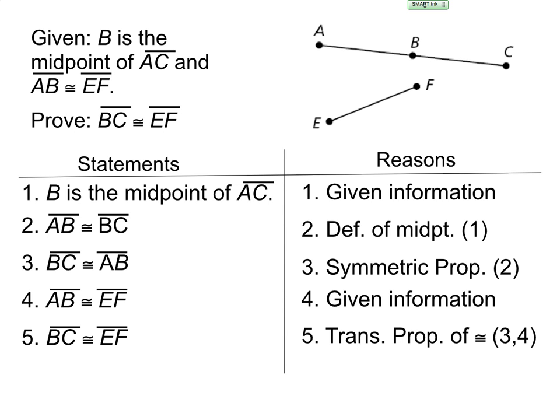Okay, then there was another given thing, segment AB was congruent to segment EF. And finally, we said the transitive property, it used lines 3 and 4. We ended up with BC congruent to segment EF. That's an example of a two-column proof. Why was that symmetric necessary?